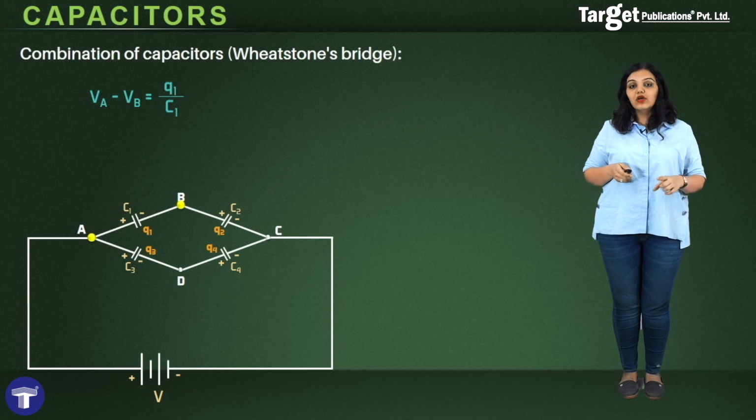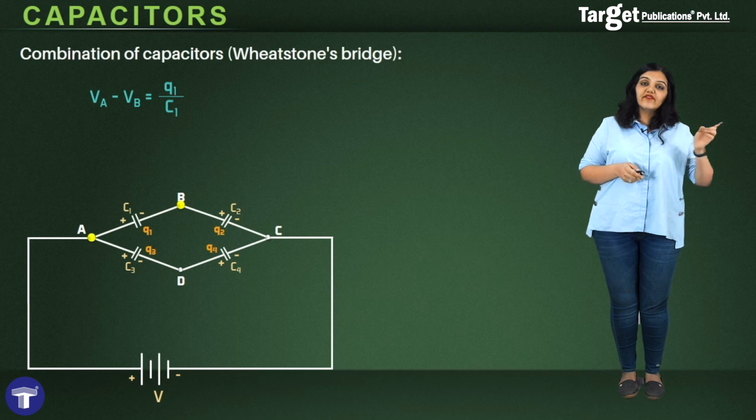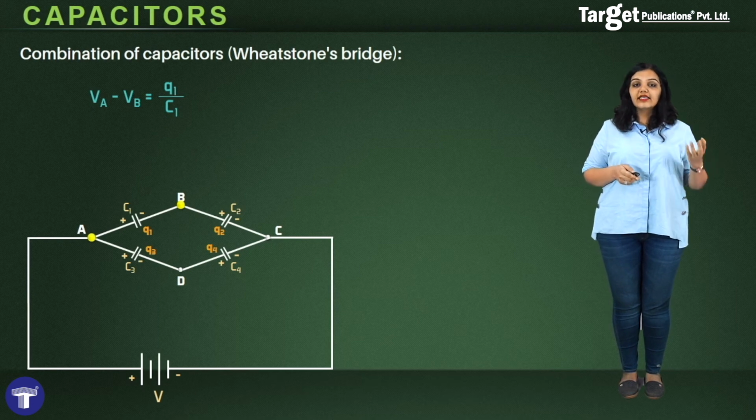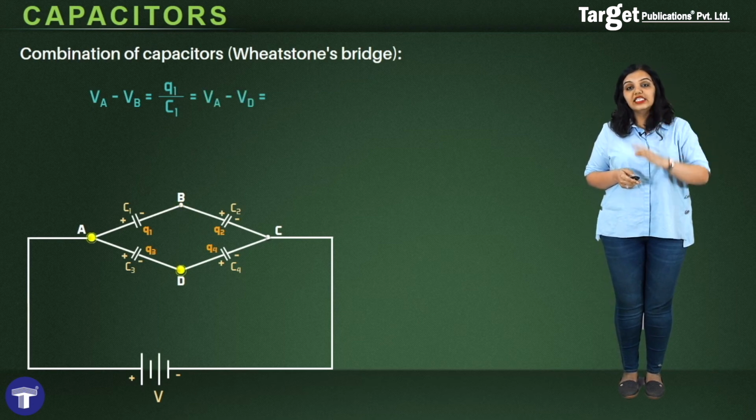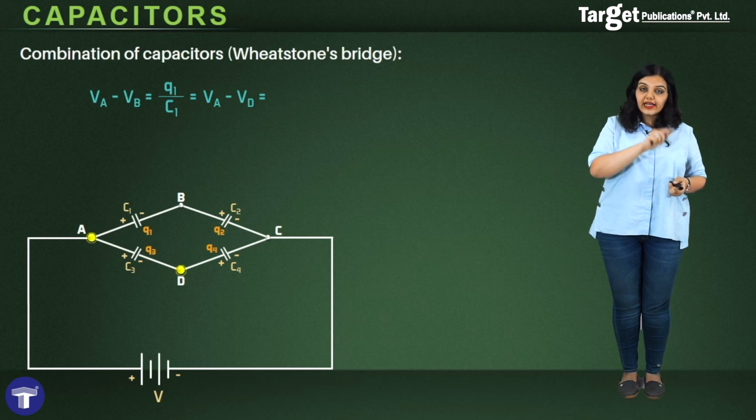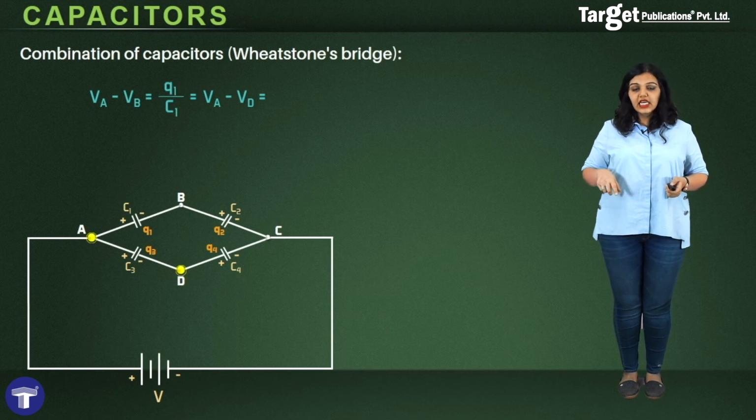We apply the same logic between VA and VD. But we know that this is the balance condition, so B and D are at the same potential, and therefore instead of writing VA minus VB, I can write it as VA minus VD. And if I try to write down the equation for VA minus VD, it should be equal to the voltage drop across the capacitor in between, which will be nothing but Q3 upon C3.